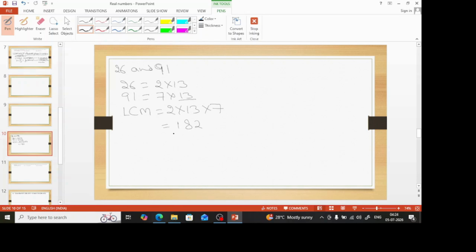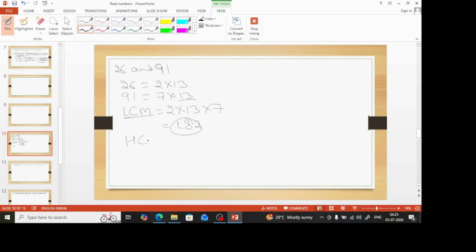What is the meaning of least common multiple? It means 182 is divisible by 26 and 91 both. If we divide 182 by 26, it is fully divisible, and we can divide 182 by 91 as well. Least common multiple means a number divisible by both numbers, 26 and 91.